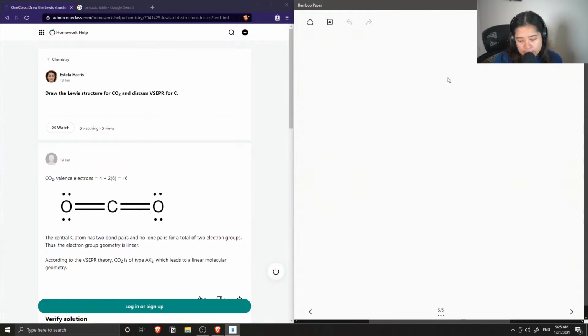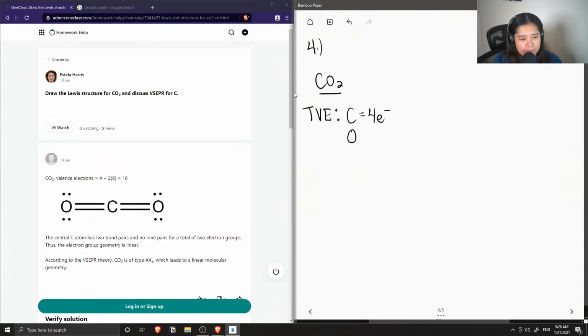Okay, so question number 4. Draw the Lewis structure for CO2 and discuss the VSEPR for carbon. So when drawing Lewis structures, we first need to find the total number of valence electrons. So for carbon, there are 4 valence electrons. And for oxygen, there's 6. And we have 2 oxygen atoms, so we multiply this by 2. And we end up with 16 valence electrons.